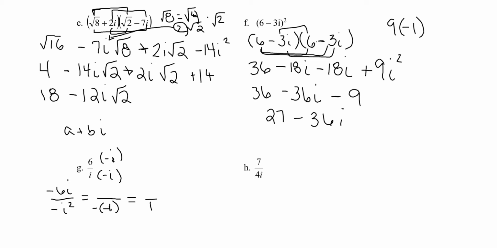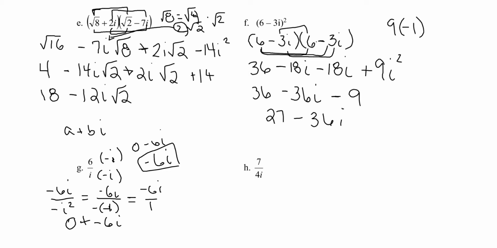And on the top, I can't really do anything with negative 6i, so I'll leave it as is. So my answer is negative 6i, or if you want to add in, we don't have a real number there, but it's just like having 0 plus negative 6i, or 0 minus 6i. But we don't necessarily have to have the 0 there, so we could just write our answer as negative 6i.